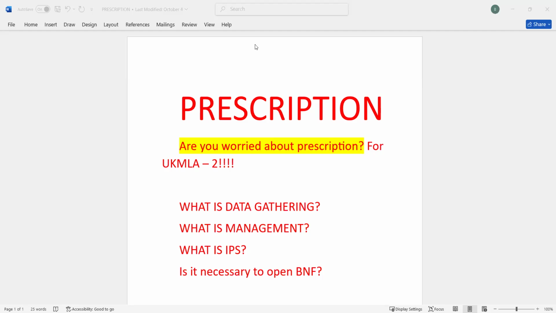So the purpose of the prescription station is to understand the prescription in the UK. If you are worried about prescription for your UK relative, we will discuss the prescription letter in detail. Usually in UK relative, they assess you on three things: data gathering, management, and IPS. So what is data gathering in prescription, what is management in prescription, and what is IPS in prescription?